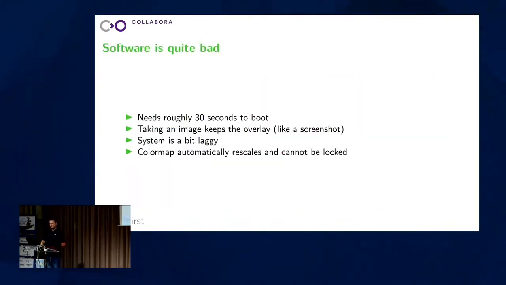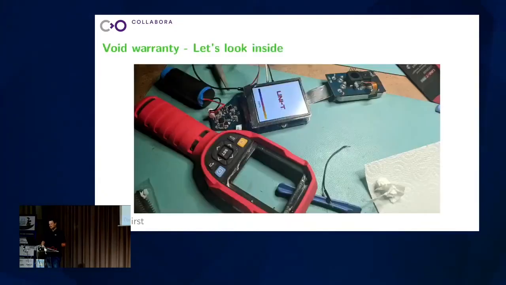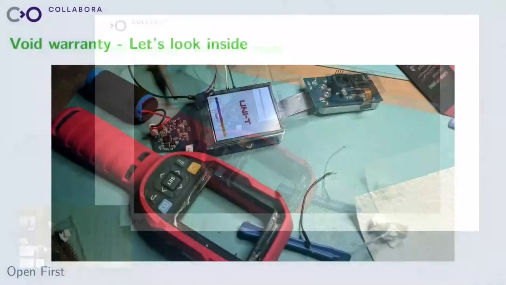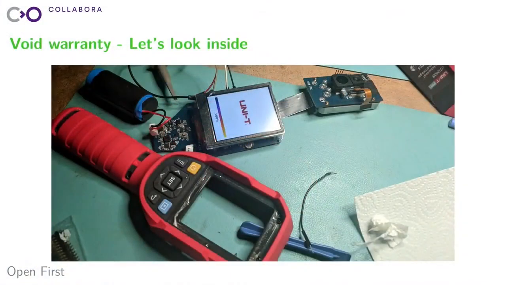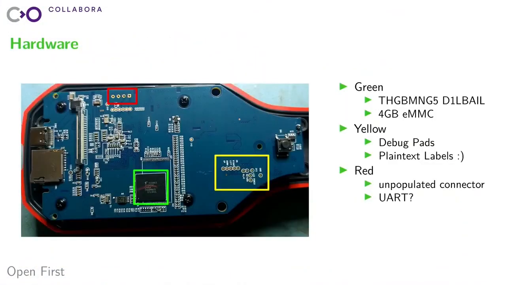So my idea was, let's try to replace this. Which first of all meant I had to open it up and look inside. Let's see what I got. I found two different PCBs, one of them with the display and then another one with the sensors inside. So my next step was, okay, what did I get?